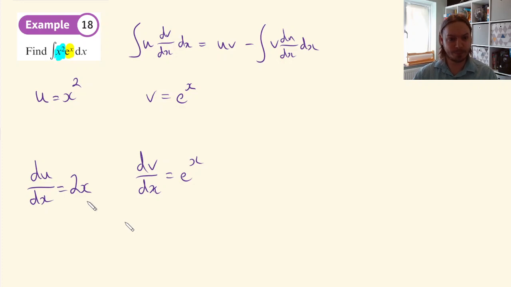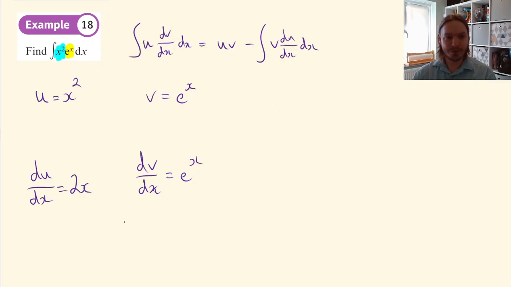Now this seems positive to me because as I look at this, my uv term is just going to be x squared e to the x, that's no problem. And my v du by dx term is going to be e to the x multiplied by 2x. That is definitely simpler because it doesn't have an x squared in. But it's not simple because integrating 2x e to the x has exactly the same problem as integrating our starting point. We don't know how to do it.